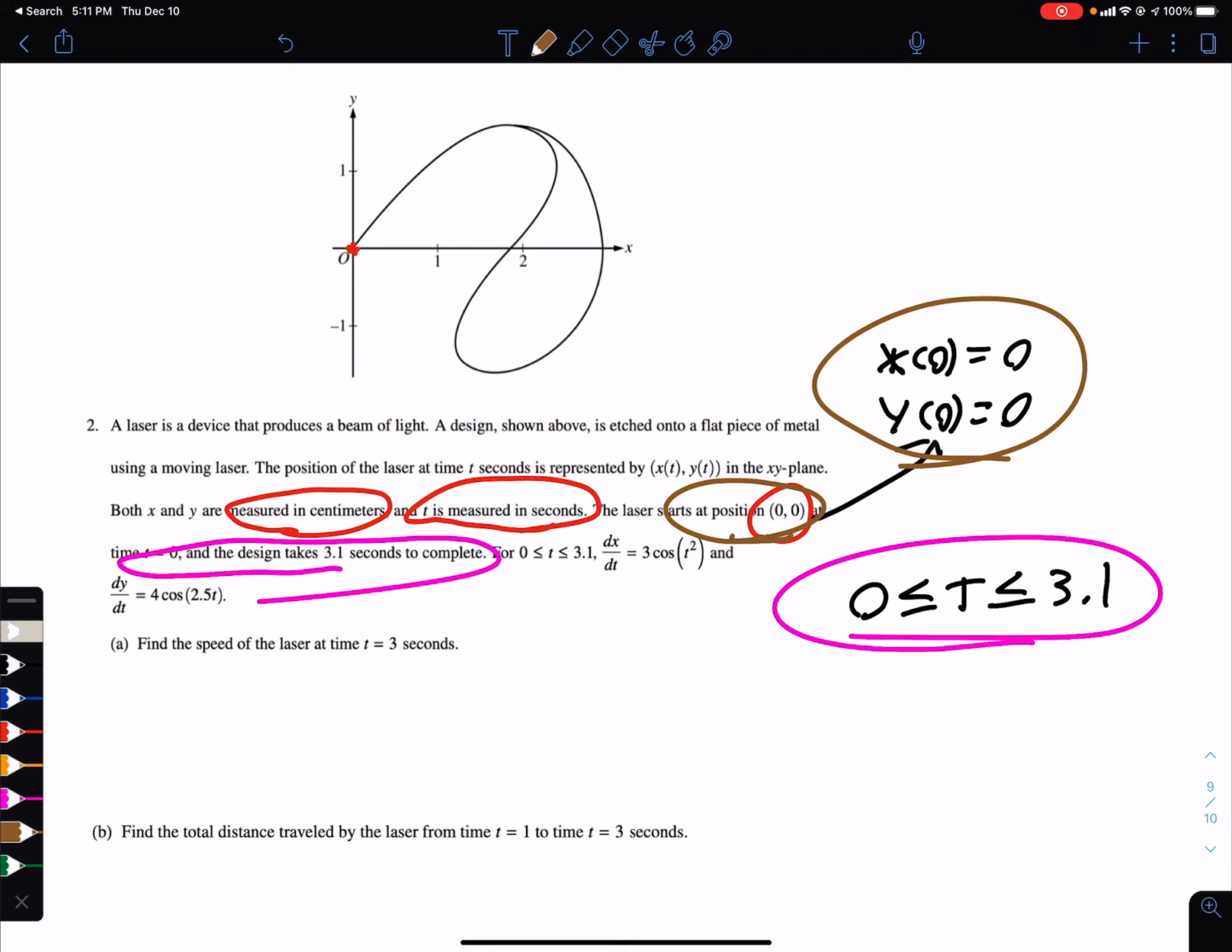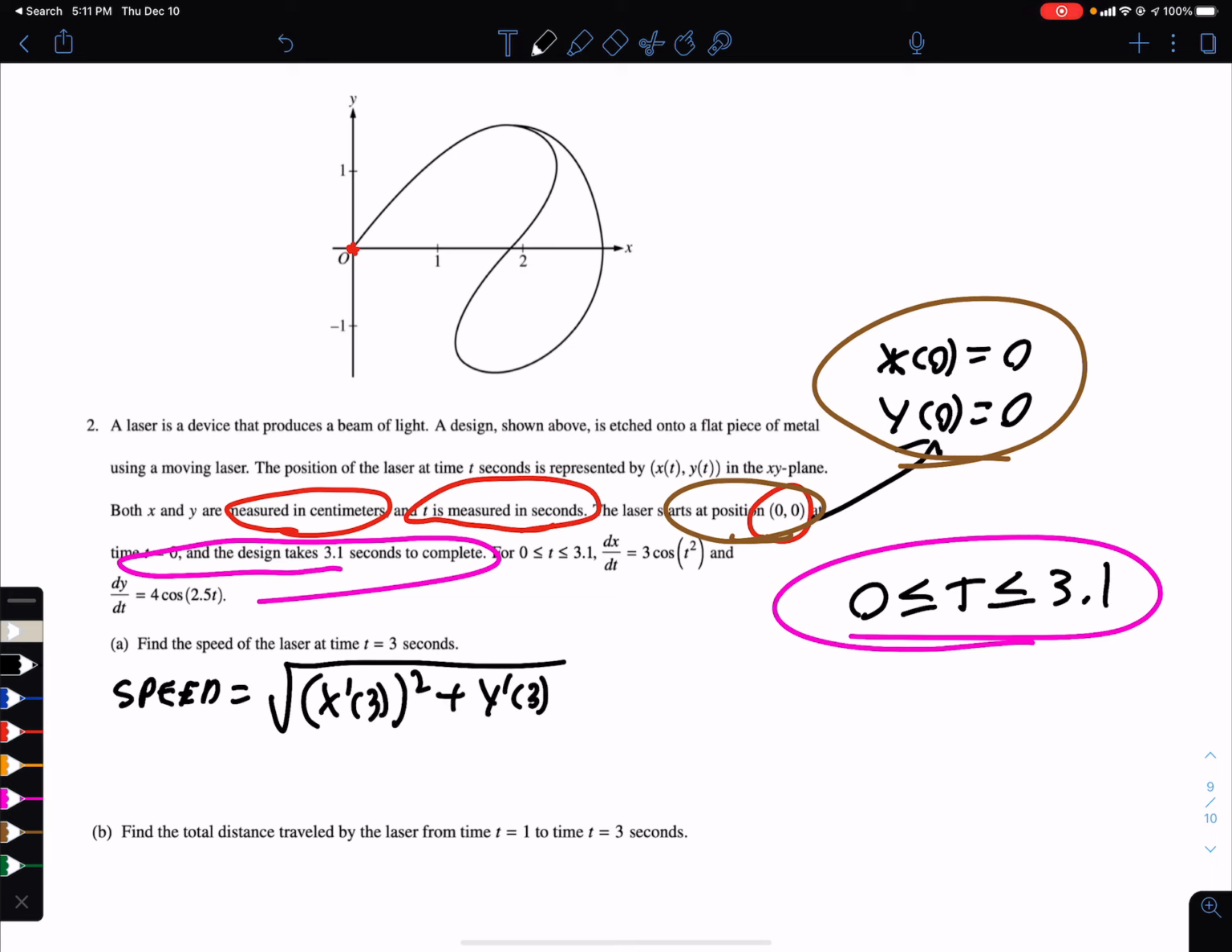Find the speed of the laser at time t equals 3. Again, that speed formula. The speed is going to be the Pythagorean theorem on the velocity vector. So it's going to be x prime at 3 squared plus y prime at 3 squared. They gave me x prime and y prime, I think. Yeah, they did. Right here, x prime and y prime. Pop that in your calculator. So this, again, is a calculator question, and your calculator can do that wonderful work and get 3.065. So that's the answer.